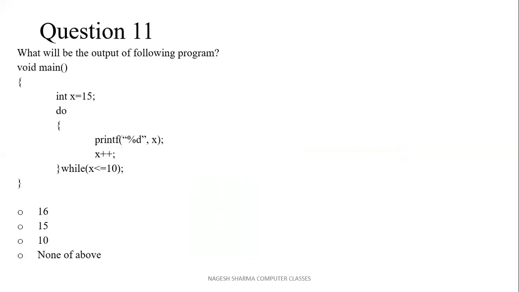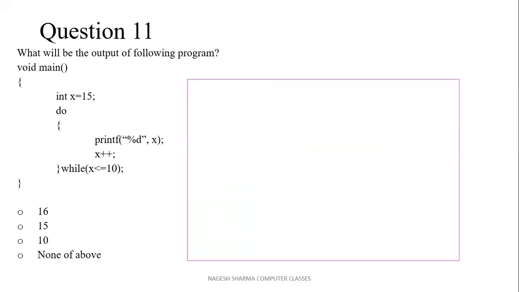Now we will move to next question. What will be the output of the following program? This is a very simple question. It has used a do while loop. So before the execution of the do while loop starts, value of x is initialized to 15.